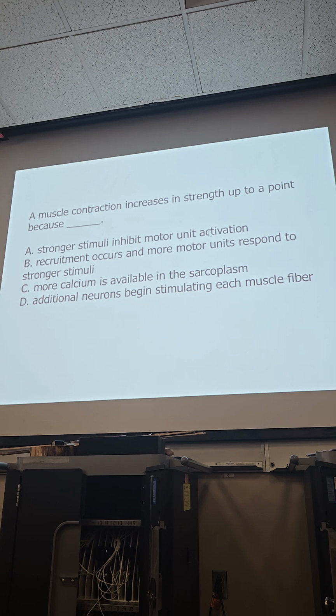Okay, Dr. Church, what did you get? I put D: additional neurons begin stimulating each muscle fiber. I pick more calcium is available in the sarcoplasm. I don't think that makes sense. I have no idea. It could be that.